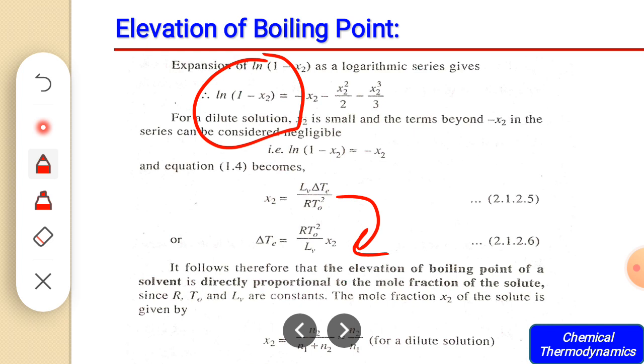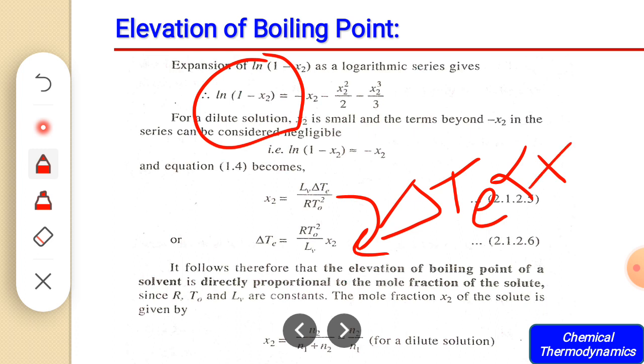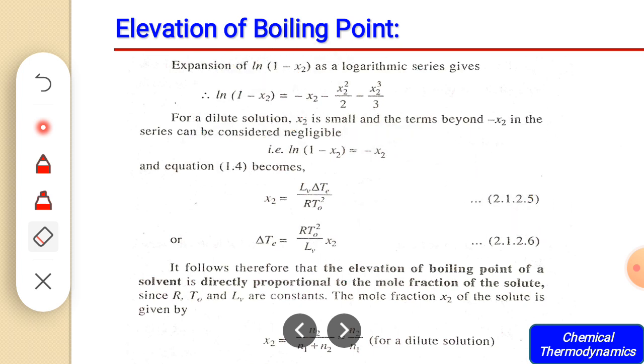So from this equation we can conclude that the elevation of boiling point, delta Tb, is directly proportional to the mole fraction of solute, x2. It's very simple. So this is the conclusion.